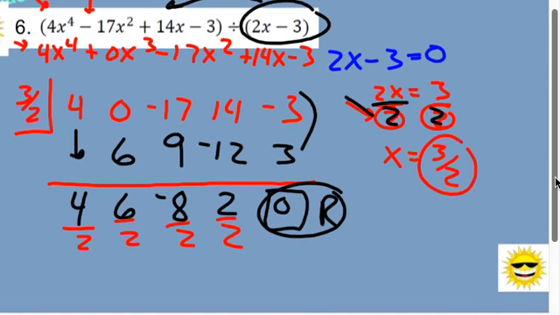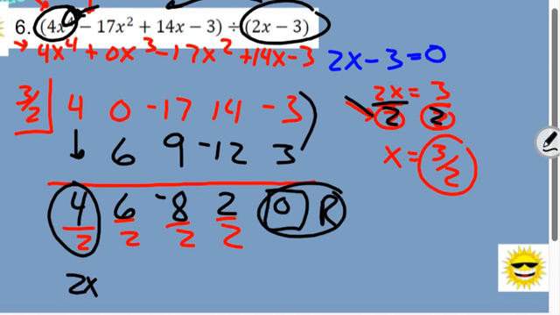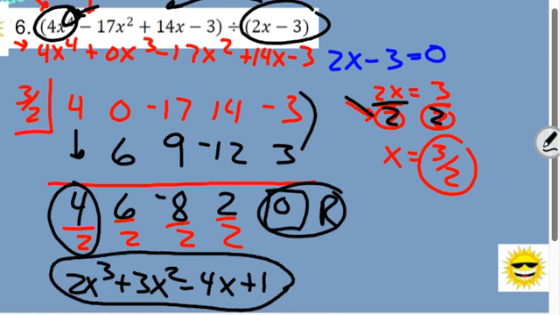But real quickly, we're dividing it at 4x to the 4th. My degree or power right here is 4. So the degree of this first term is going to be 1 less than that, 3. 4 divided by 2 is 2x cubed plus 6 divided by 2 is 3x squared minus 4x, and then finally plus 1. There's your quotient. This is your answer right here, your quotient. And we're off to number 7.